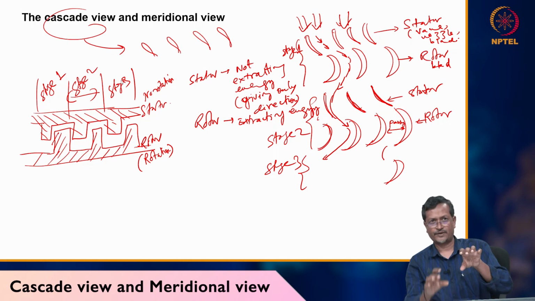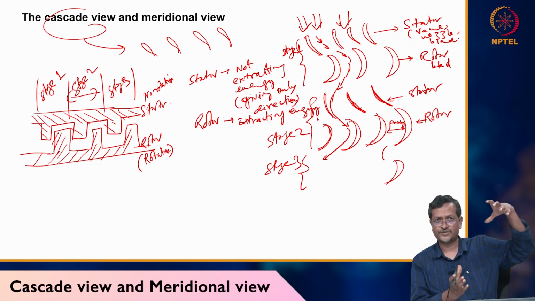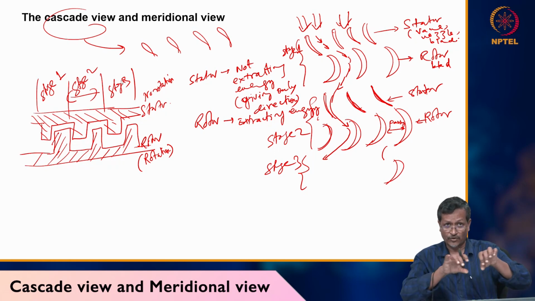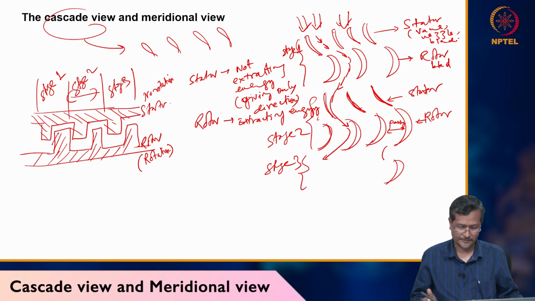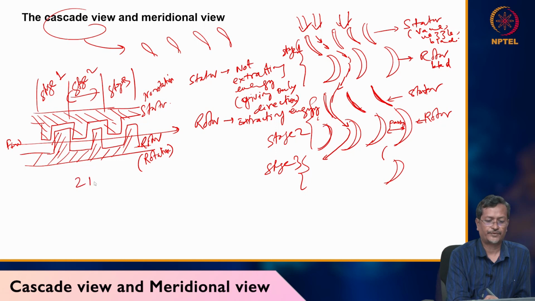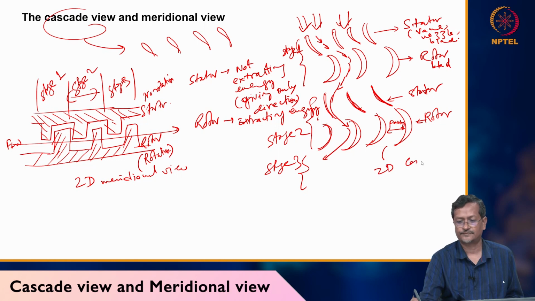And all rotors can be on the same common shaft. The stator is not fixed on the shaft, rather it can be fixed on the housing because it is not rotating. Only the rotor rotates, so the rotor will be on the common shaft. And fluid can be flowing like this. This is called 2D meridional view. And here I'll write 2D cascade view.